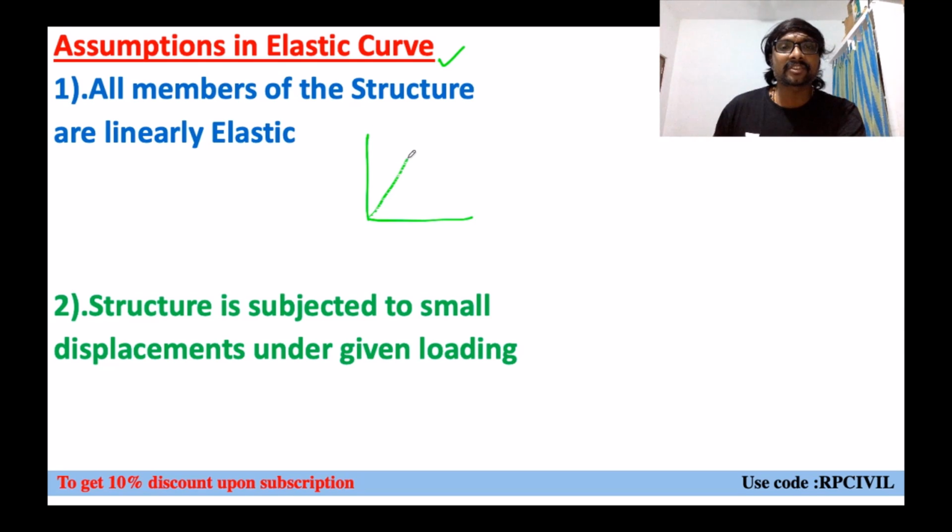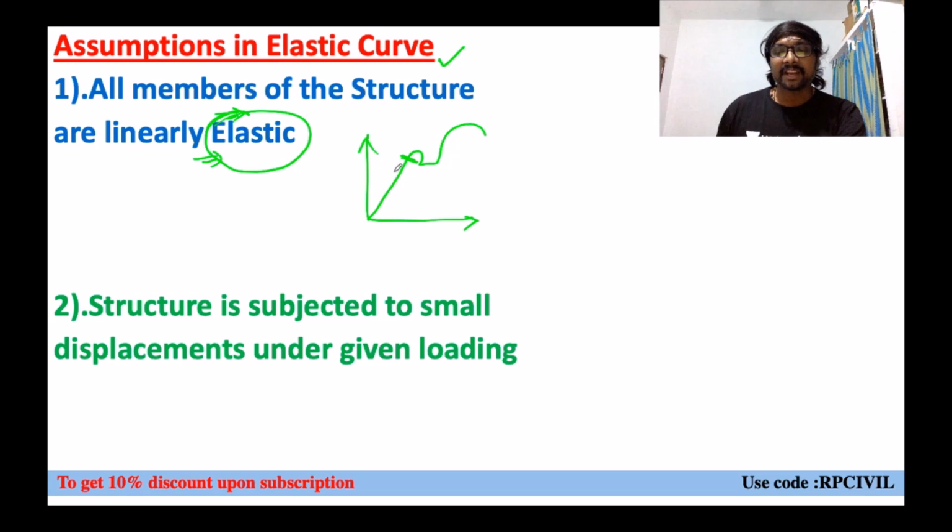If you consider this stress strain curve for mild steel, up to these elastic limits, if you are applying the load, deflections will occur, and if you are removing those loads, it will regain its original shape and size. So all members of which one? Linearly elastic means the member is subjected to elastic nature of loads only.